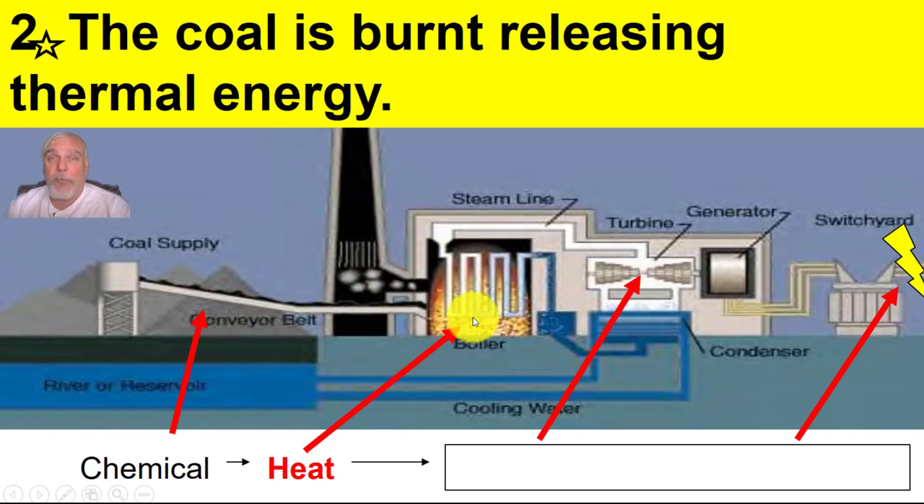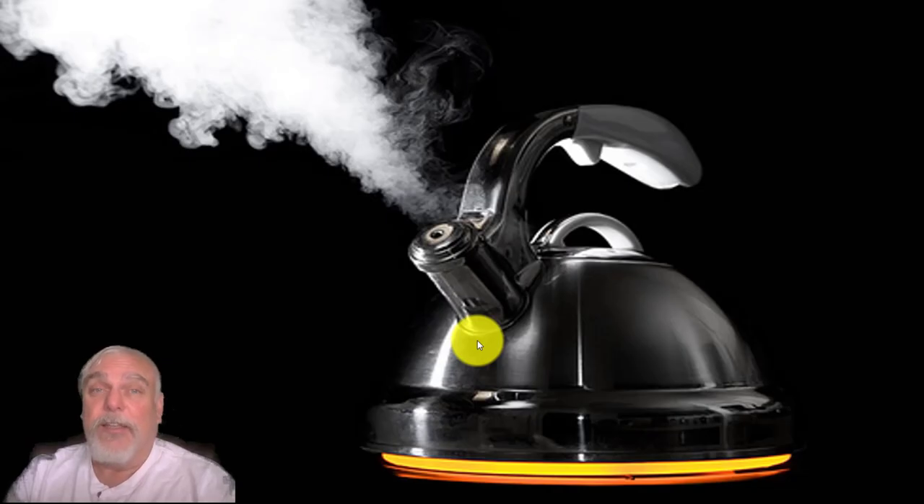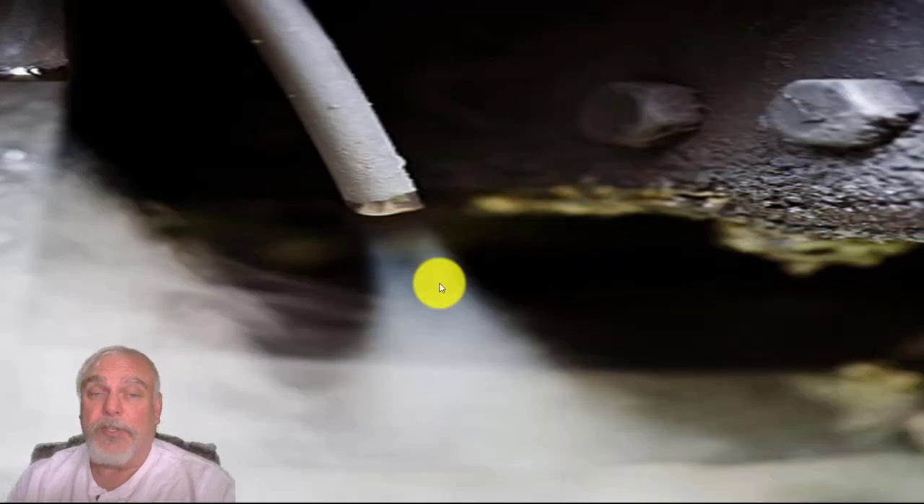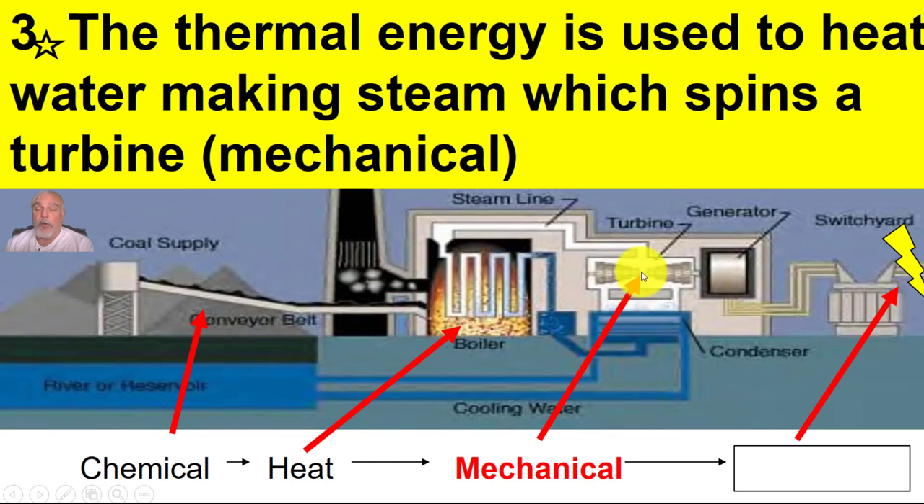When things burn, they release what type of energy? Well, thermal energy, of course. And so we now have, from chemical energy, then heat is released. The heat in the furnace is going to boil water. The water boiling is going to become steam, and that steam is under high pressure. That high pressure steam is going to shoot out through the pipes, and then it's going to spin the turbine.